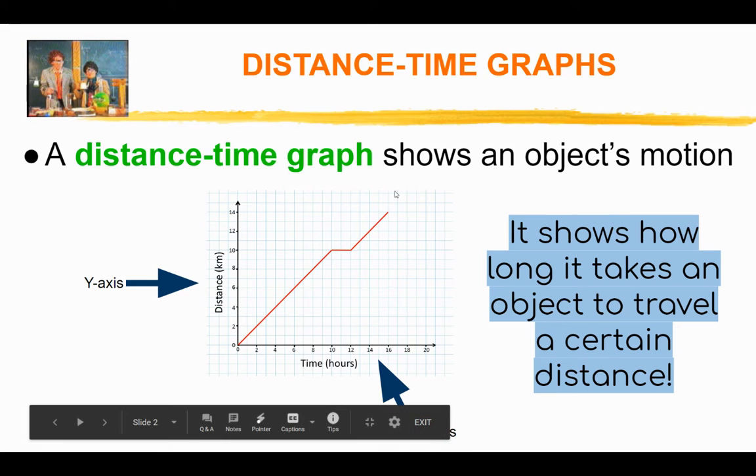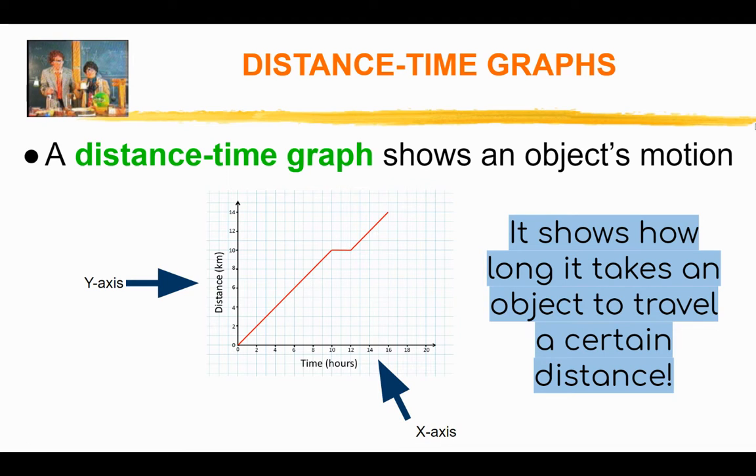See that? It shows an object's motion. It shows how long it takes an object to travel a certain distance. And so the x-axis, everybody do your arms out. Remember, x is horizontal. That's going to be your time frame. Your y-axis, arms up to form a Y, like we're going to sing YMCA. Y-axis is your distance. So it's distance over time.